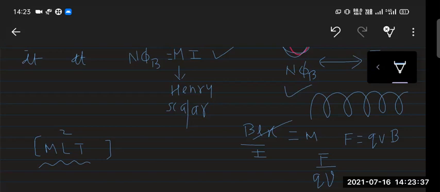It will be M T minus 2 I minus 1. M raised to power 1, T raised to power minus 2, and I raised to power minus 1. This is for magnetic field, B.